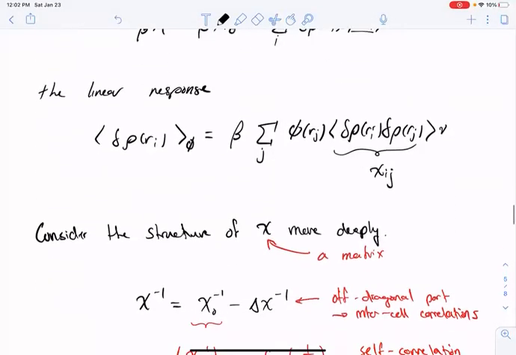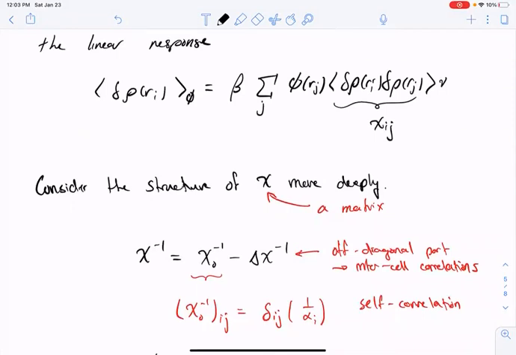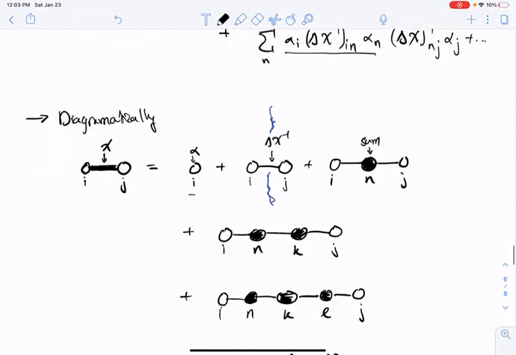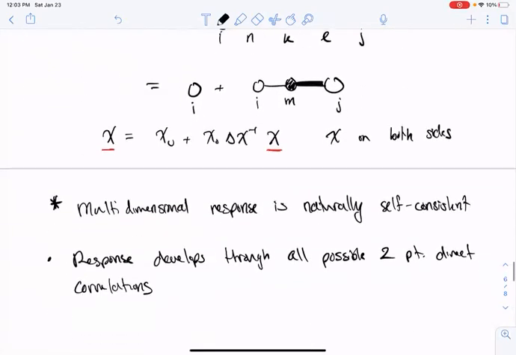Linear response, because it works on chi upright, not its inverse, says that the way the density responds is through, if we look at it diagrammatically, a self piece plus all direct interactions, all delta chi ij between all possible pairs, I and j directly, I to n and n to j, I to n, n to k, k to j, etc.